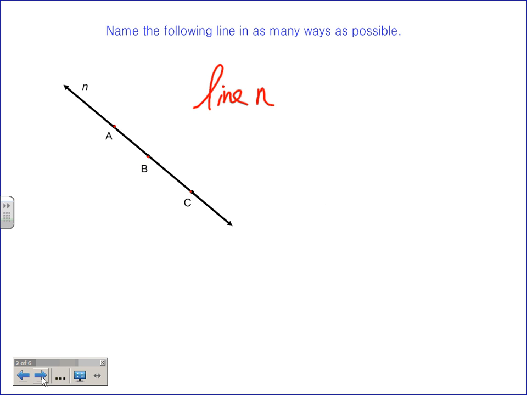Another pretty simple way to name a line, you need a minimum of 2 points. You might want to write that down somewhere. A minimum of 2, you can have more, of course. So one way you could do it is, that's 2 points, right? And this is kind of where the laziness comes in. You just kind of put a little symbol over top, 2 arrows on it like that, that's a line. Line AB.